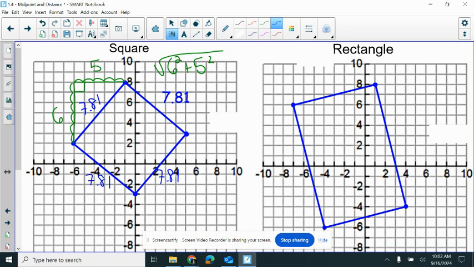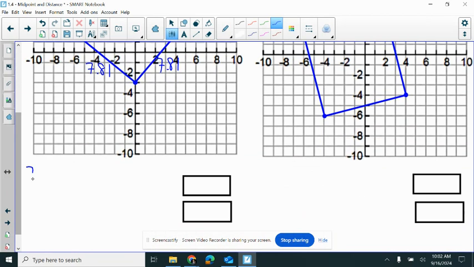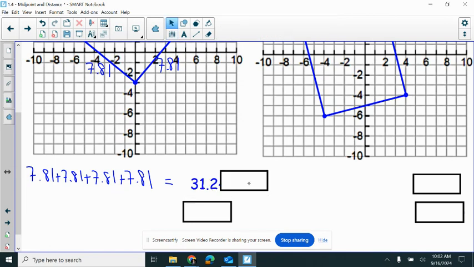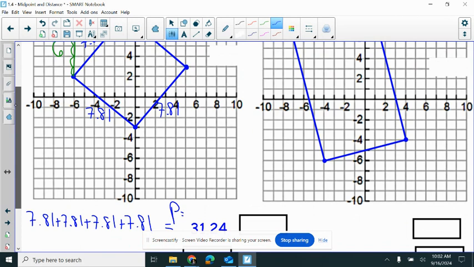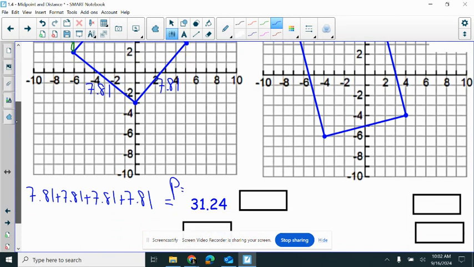Okay, so to find perimeter, you add up all four sides. So I'm just going to do 7.81 plus 7.81 plus 7.81 plus 7.81, and that equals 31.24. So that would be the perimeter. The perimeter of this shape is 31.24 units.